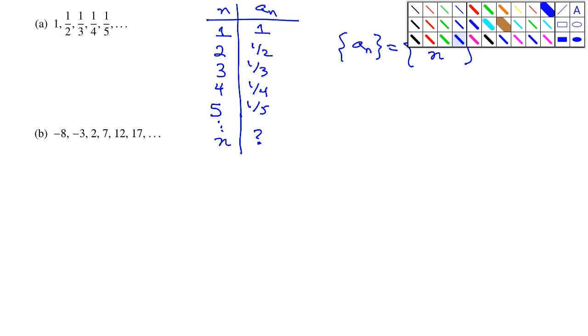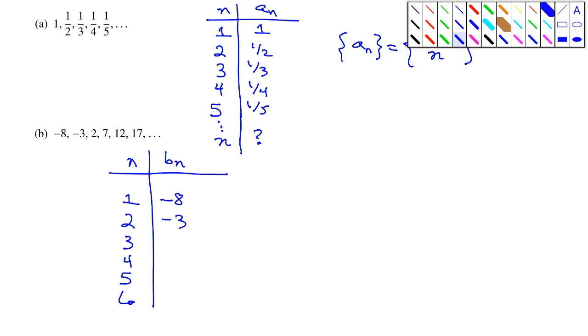Part B would be -8, -3, 2, 7, 12, 17. So if I try to do this trick again here, let's call this B sub n, we would have 1, 2, 3, 4, 5, 6 numbers, and they are -8, -3, 2, 7, 12, 17. So I don't immediately see a pattern based on the index like I did in the previous one. So one strategy that you can try is called taking differences.